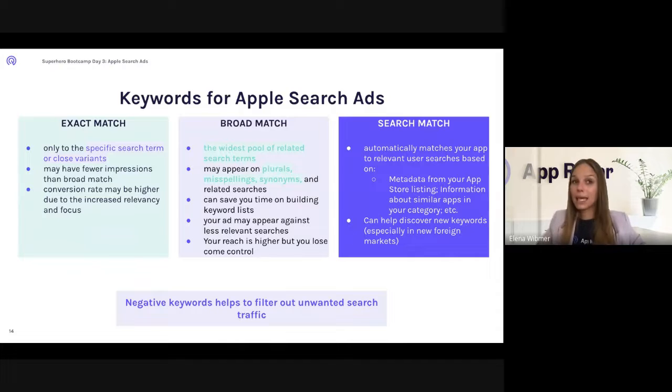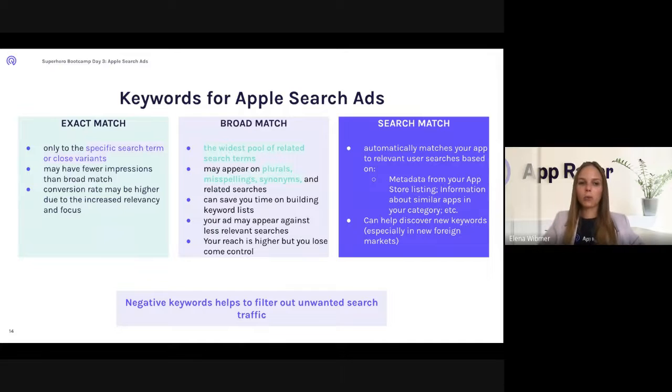So this makes ASO really a vital part, because you will get screened here for keywords that you have included in your app store listing and will appear more relevant to the algorithm for those keywords. It can, as said, help you to discover new keywords, especially when we talk about new foreign markets, and give you simply some new ideas.